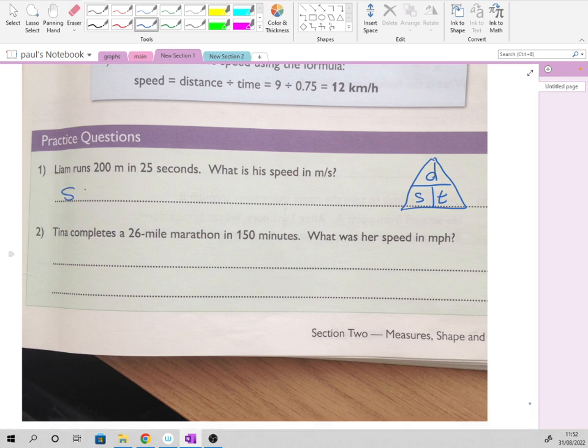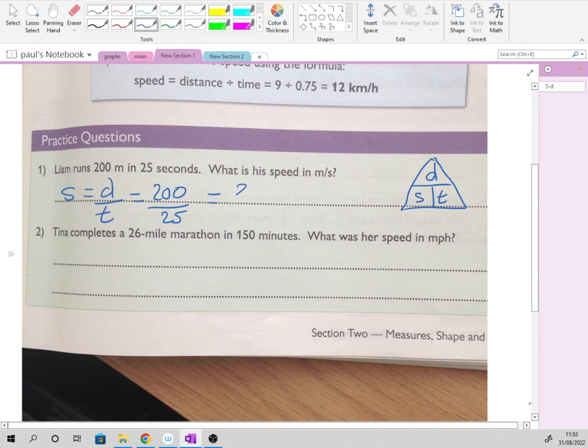Speed. Speed equals the distance divided by the time. The distance is 200. The time is 25. So 25 into that is 8 meters per second.